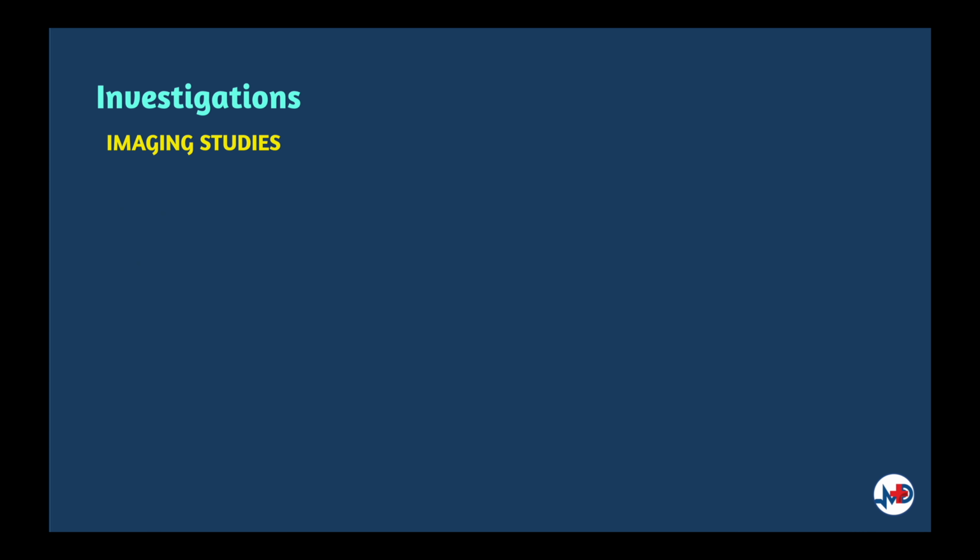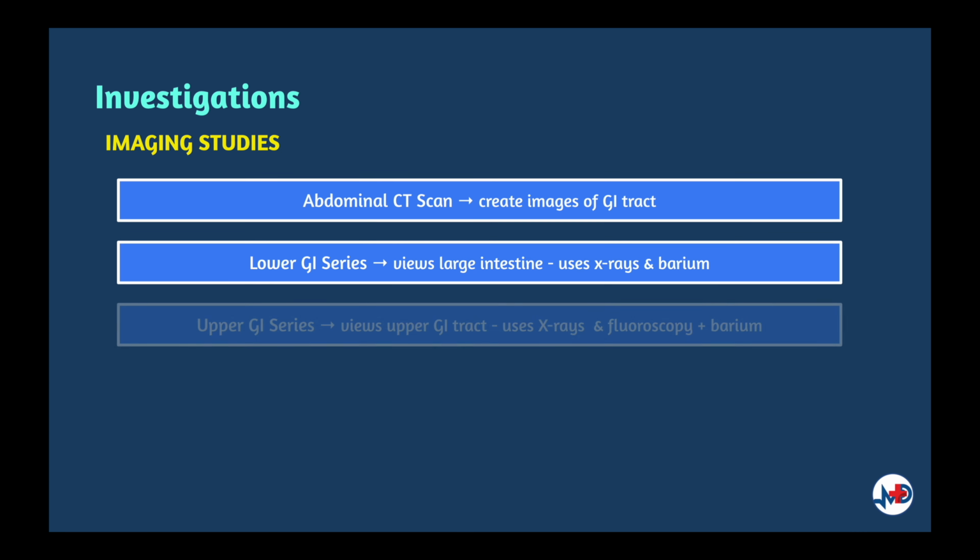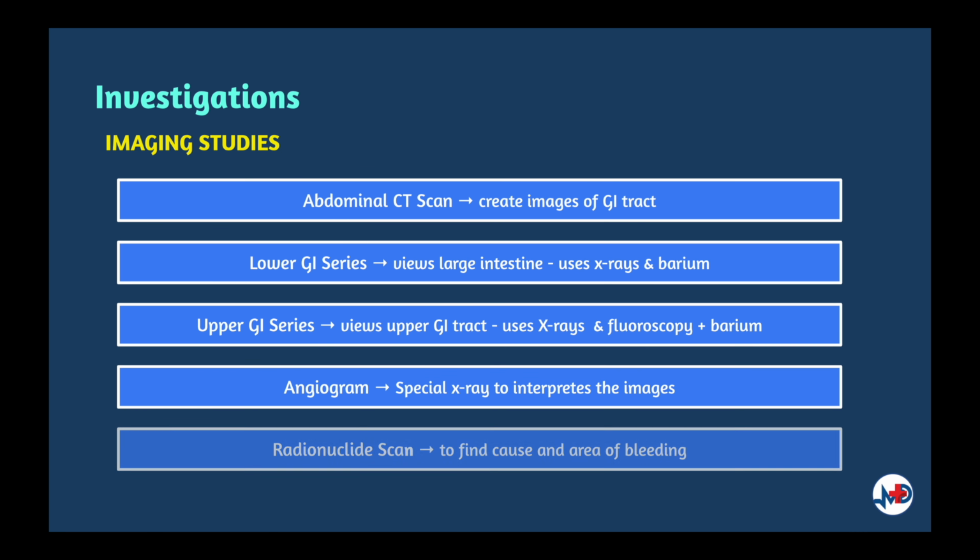Let's look at the next part, which is imaging studies. This is done to help find the cause of the GI bleed. An example would be abdominal CT scans. An abdominal CT can use a combination of X-rays and computer technology to create images of the GI tract. Here we will be able to see if there's any evidence of intra-abdominal bleeding due to the enhancement of the contrast.